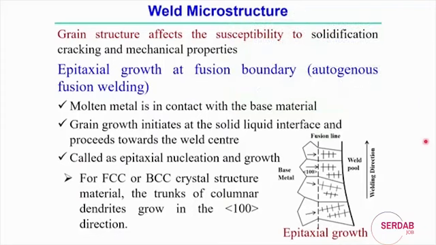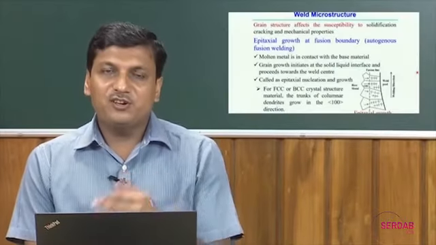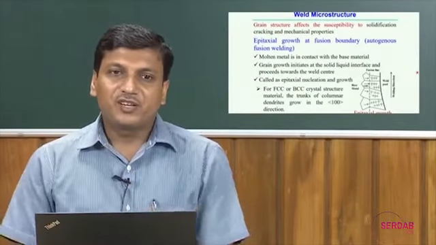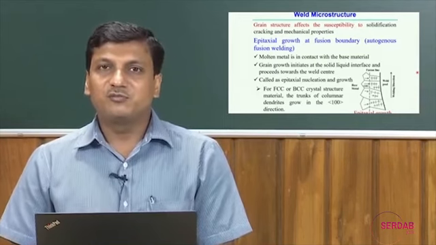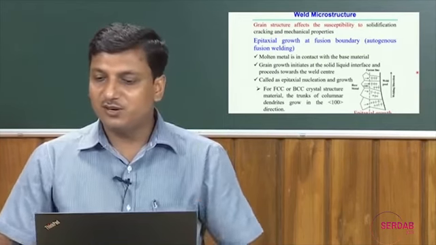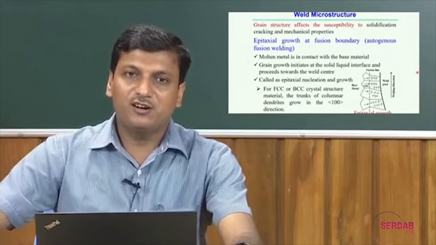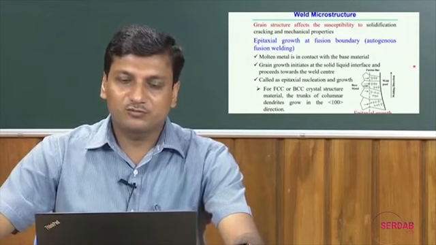One important aspect of growth in the fusion zone of the welded structure is called epitaxial growth at the fusion boundary. This epitaxial growth basically happens in the case of the autogenous fusion welding process. If we use some filler material, that destroys the epitaxial growth mechanism, and in that case some other mechanism may better explain the grain growth.